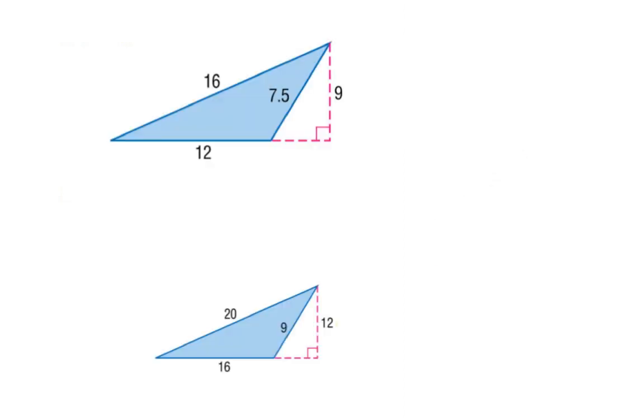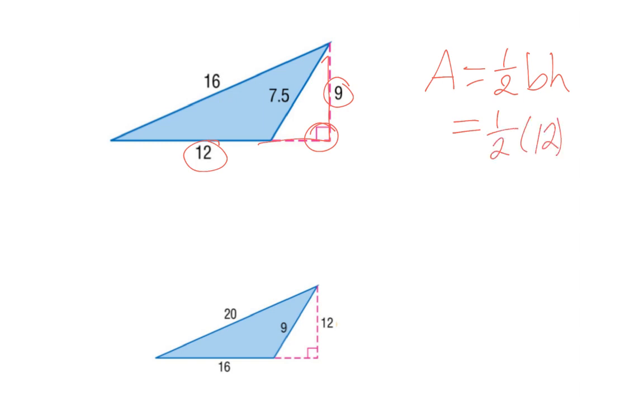So looking at these two problems, identify the base and the height. So the area equation for a triangle is area equals 1/2 base times height. You have to have a right angle, and then it's the two that make a right angle together. So 1/2 of 12 times 9 equals 54.